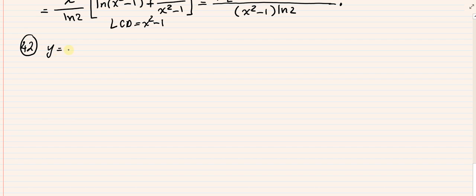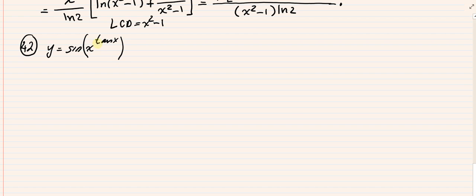y is equal to sine of x to the tangent of x. So tan x is the exponent. So in other words, there you go, this is what we have. And this is exercise number 42. Now, the question reads, use logarithmic differentiation to find the derivative of the function.